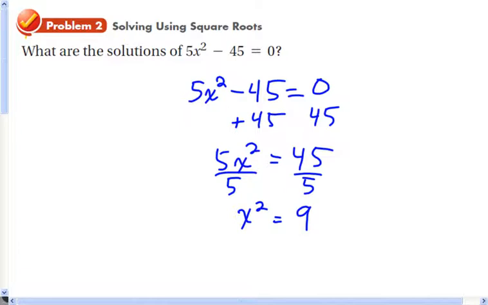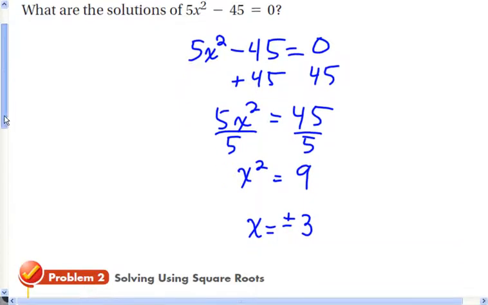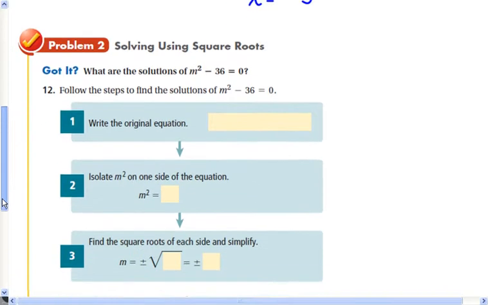And so now all we have to do is figure out what number times itself equals 9. And that's 3 and negative 3. So go ahead and try that method. A little quicker, more exact when you can use it.